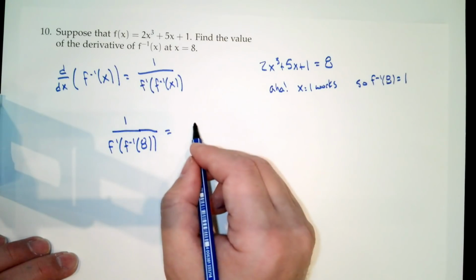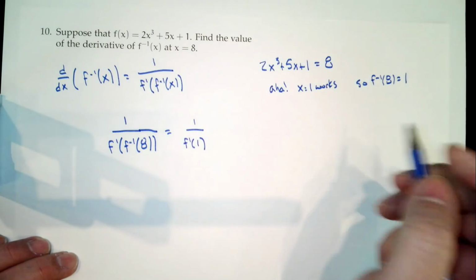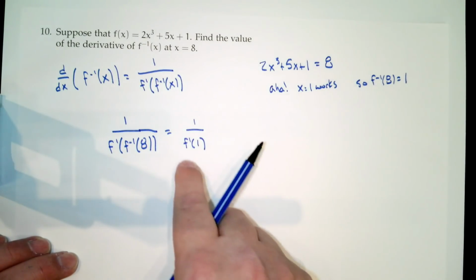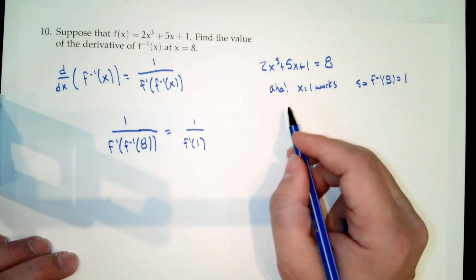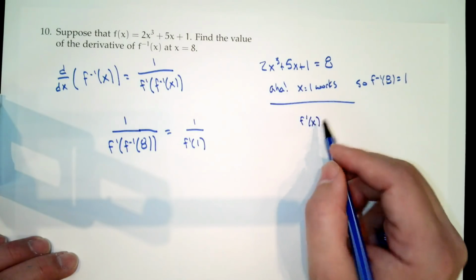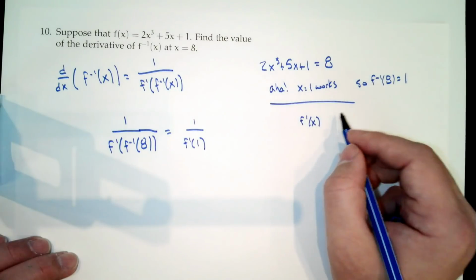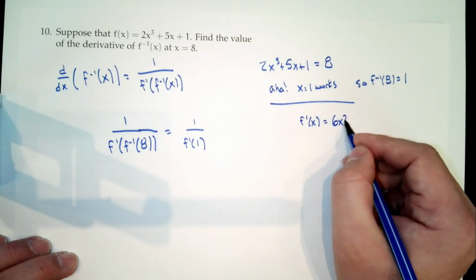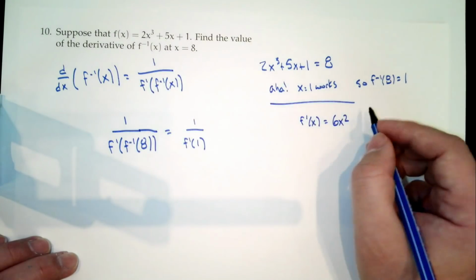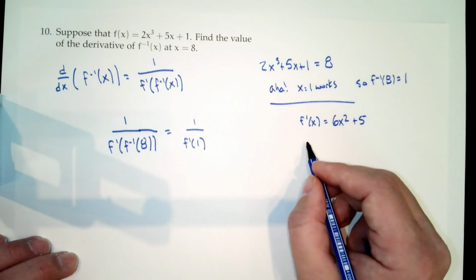So now we know that this is 1 over f prime of 1. Good. So next thing is I have to find f prime. So let's figure out what f prime is. F prime of x, well, let's work it out. Derivative of 2x cubed, 6x squared. Derivative of 5x, 5. Derivative of plus 1, 0. Don't need to write down the 0.